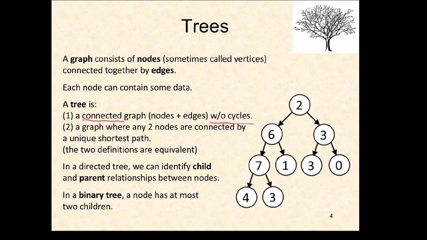Now, alternately, definition 2 is an equivalent definition. We could say it's a graph where any two nodes are connected by a unique shortest path. There is a shortest path, there is no other path at all, and those two definitions are equivalent. Now, in a directed graph, we identify the parent-child relationships between nodes by these arrows, saying 6 is the child of 2. In a binary tree, if we restrict ourselves to binary trees, every node has at most 2 children.